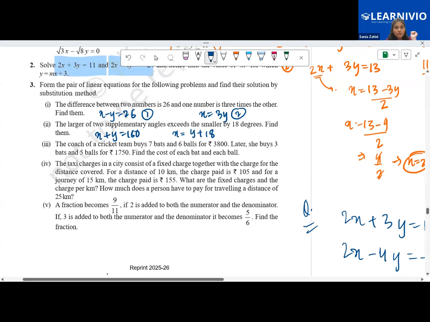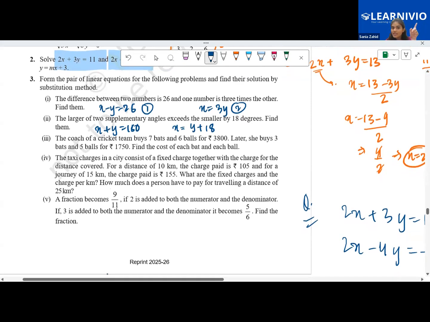Then the third one says the coach of a cricket team buys 7 bats and 6 balls for 3,800. So one of them you consider as x, the other you consider as y. So you will have 7x plus 6y gives you 3,800. 3x plus 5y gives you 1,750. Now this one is very easy. We did this previously also. You can do it on your own only.